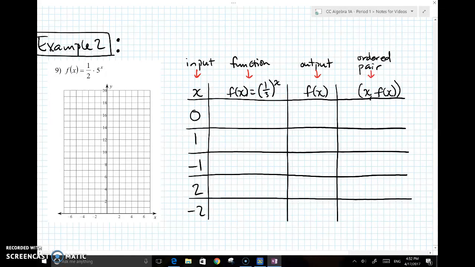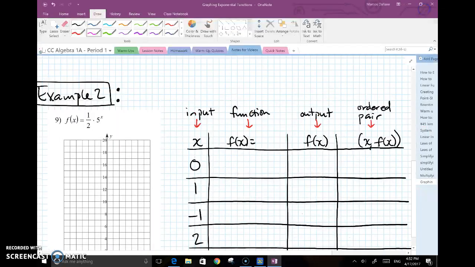So here are my input numbers once again, and I'll go ahead and begin. Oh, actually, this is incorrect. I need to change this over here. I'm going to do that quick adjustment. Sorry about that. This is 1/2 times 5 to the x. All right, and with that, let's begin.